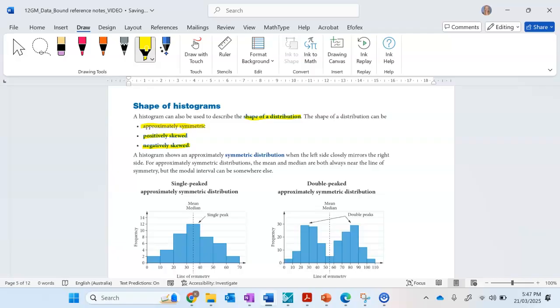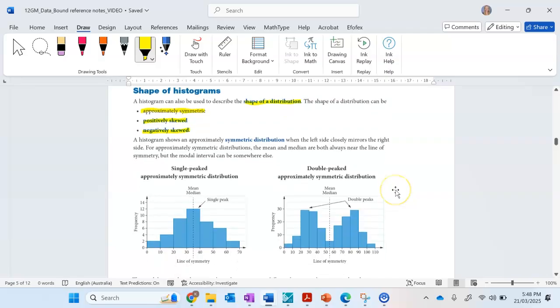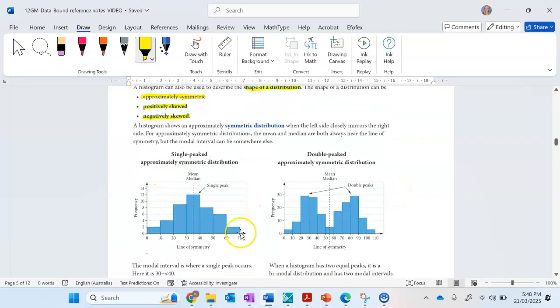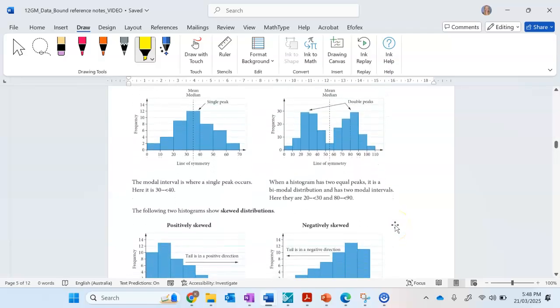It's one of those three. All right, so the good thing about general is you just have to get used to using your notes. So we've got approximately symmetric, or positively skewed, or negatively skewed. Now, just looking at these two, the first one is symmetrical. Here is a double-peaked symmetrical one. I've never really seen one like that in general, but there it is if you need to refer to it.